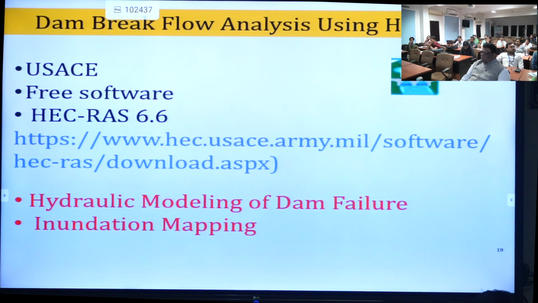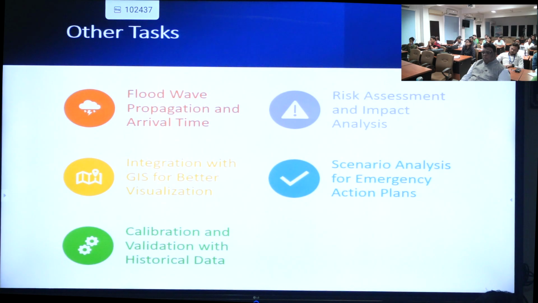You can prepare the inundation map. You can also study not only the dam break flow case, but any kind of flood propagation, flood routing, steady flow, unsteady flow, sediment transport, many rivers combining, so confluence, those kinds of things can also be studied. Next, these are some other tasks performed in HEC-RAS when we conduct the dam break flow analysis. These are the byproducts: the flood wave propagation and arrival time we can find out, and integration with GIS for better visualization.